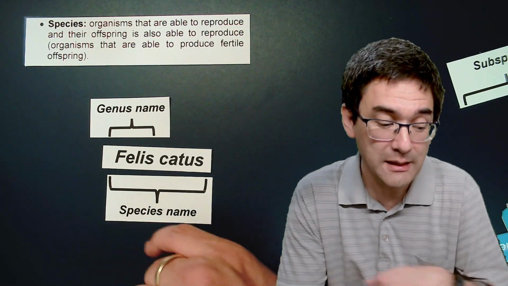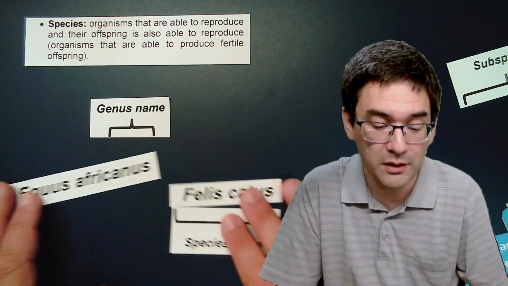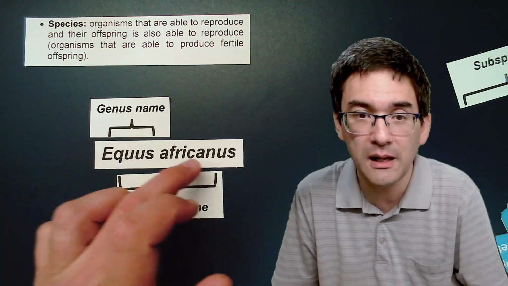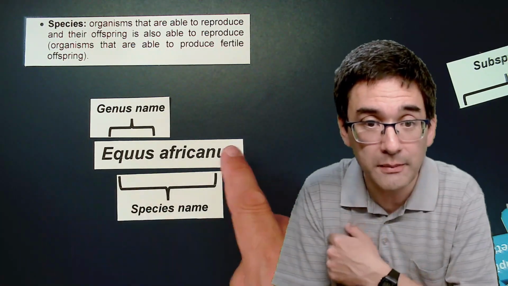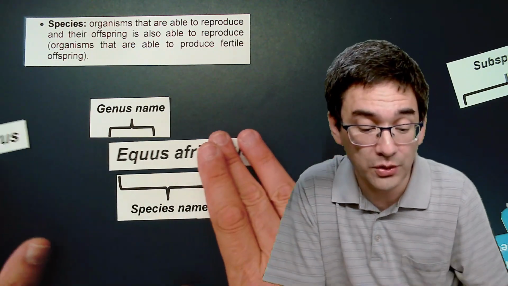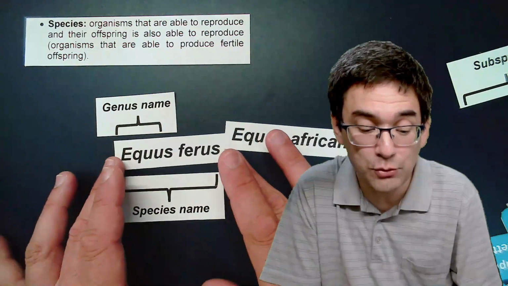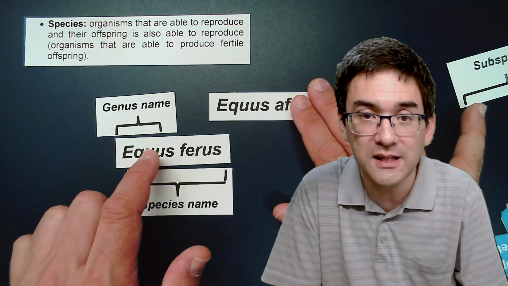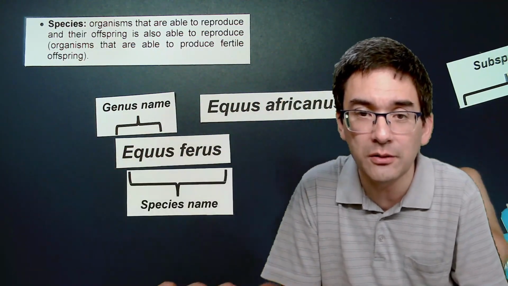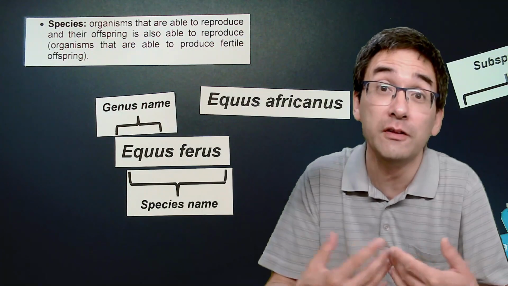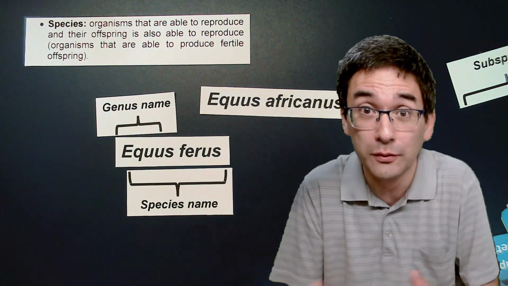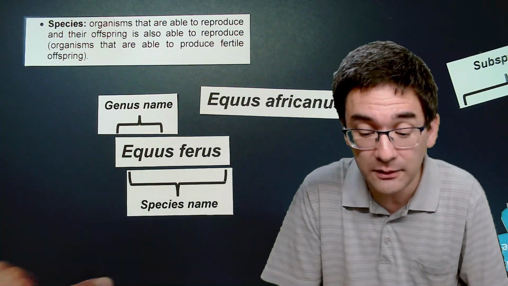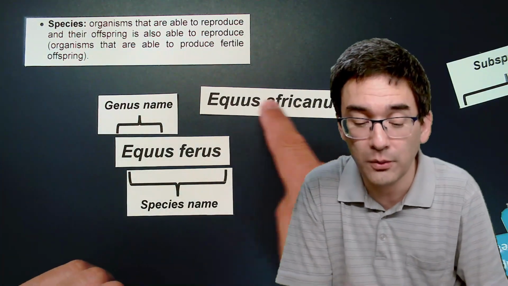The same is the case, for example, with the African wild donkey. You've got the genus name, and both of them together make up the species name. And the horse also belongs to the same genus, Equus. So organisms that have the same genus names share many similarities, and if they have the same species name, then they share even more similarities. Then they're even able to reproduce together.